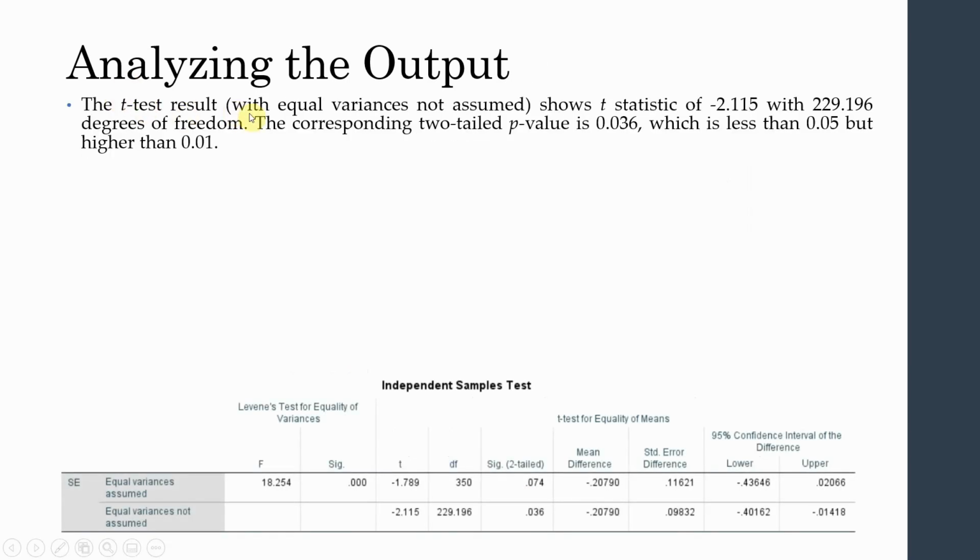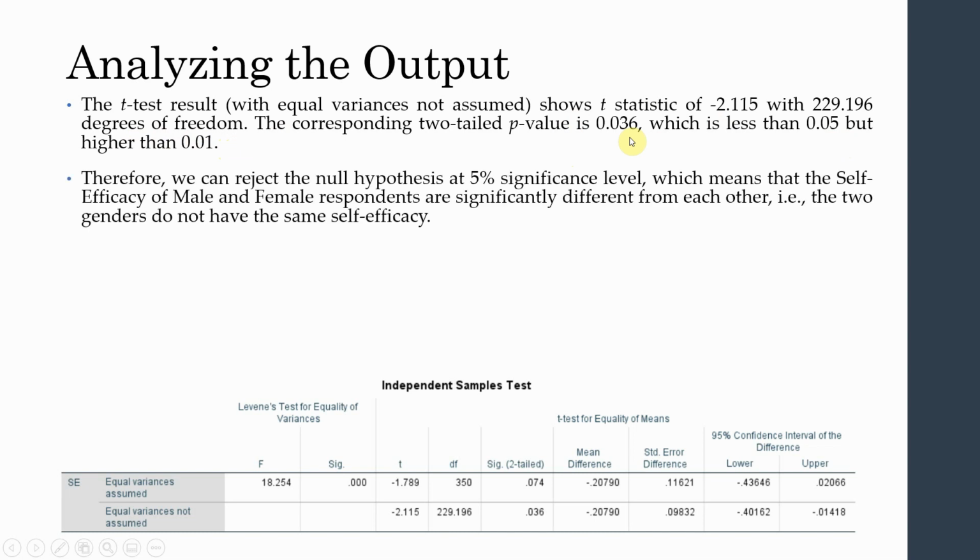Moving on. The t-test result with equal variance not assumed. Why? Because this was less than 0.05. Shows a t-statistic of 2.115 with a negative sign, with 229.196 as the degrees of freedom. The corresponding two-tailed p-value is 0.036, which is less than 0.05 but higher than 0.01. So it is significant at the 5% significance level. Therefore, we reject the null hypothesis at the 5% significance level and we are accepting the alternate hypothesis, which means that self-efficacy of male and female respondents are significantly different from each other. That is, the two genders do not have the same self-efficacy.